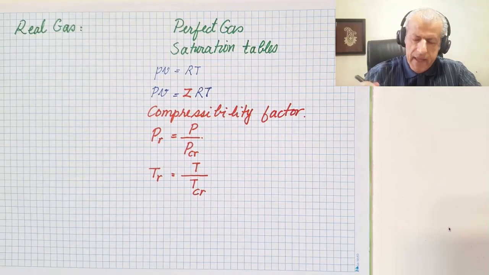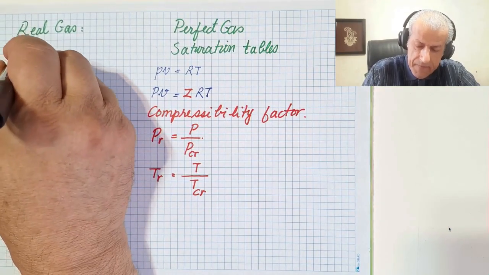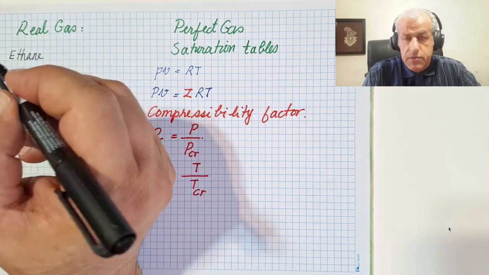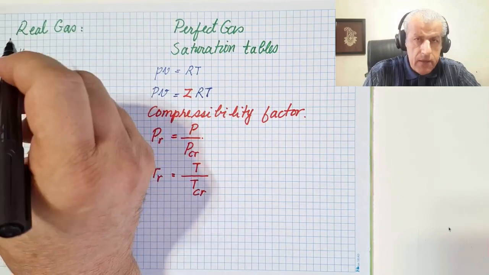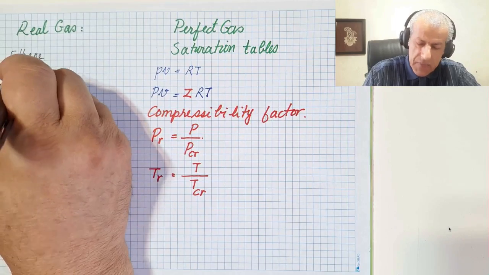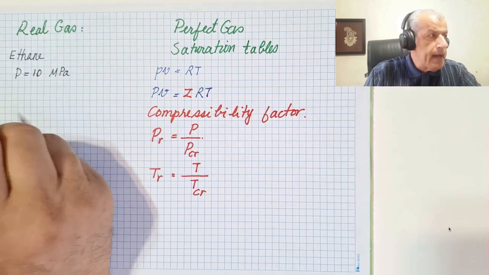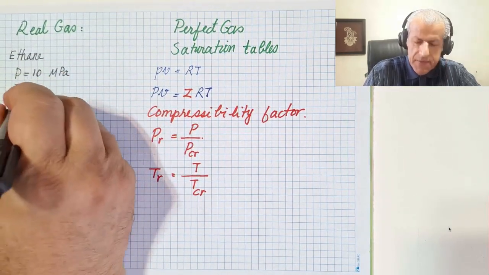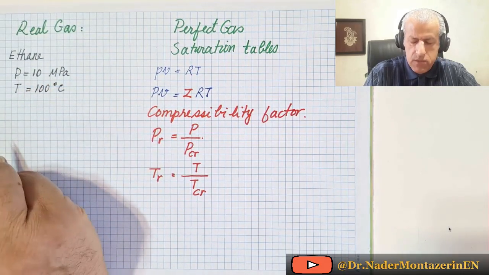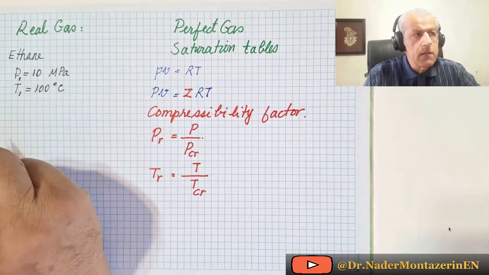Well, the problem tells us that there is ethane, which is a gas, of course, and we don't know if it's a perfect gas or not. Its pressure is initially P equals 10 megapascal, and its temperature T equals 100 degrees C. So these are our initial conditions, and let's call them P1 and T1.